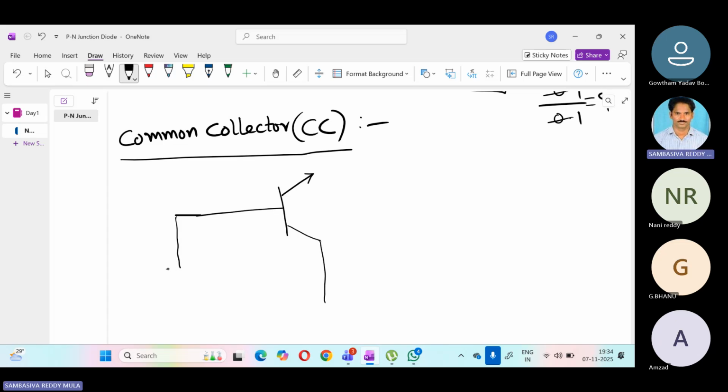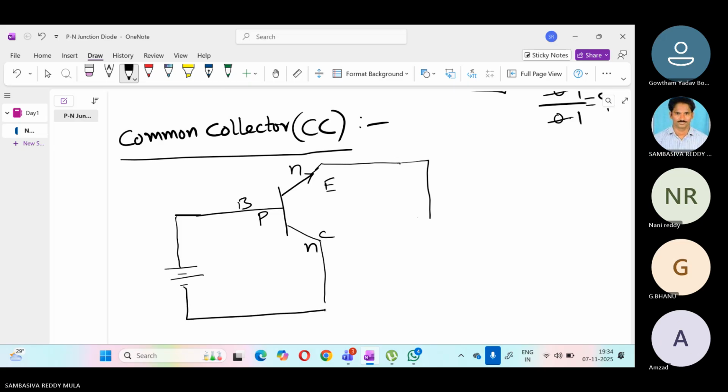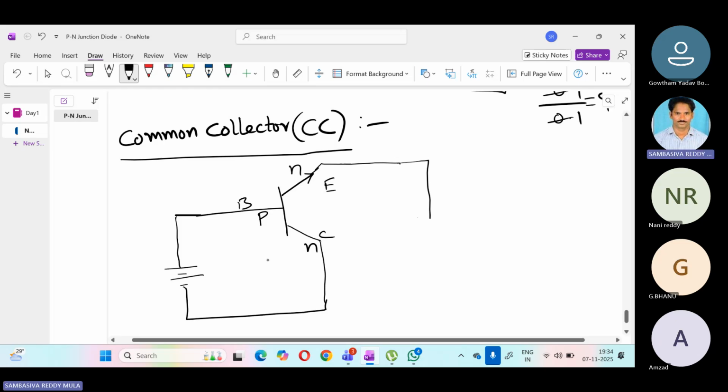So base acts as the input. Let us check the polarity data. So this is the emitter junction. See, if it is an NPN transistor: N, P, N. This is the base region, emitter region, collector region. So this is P-type material. So P is connected to P. Collector to base should be reverse biased.